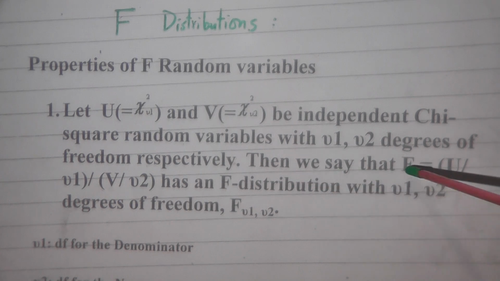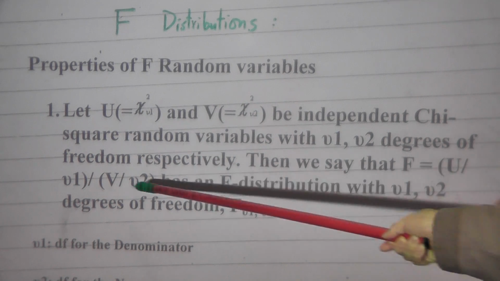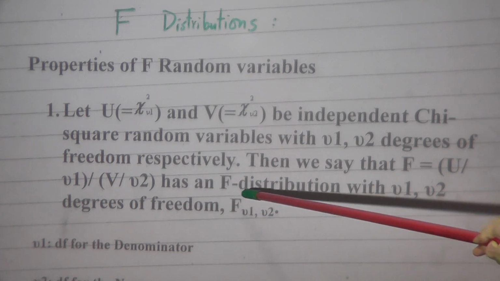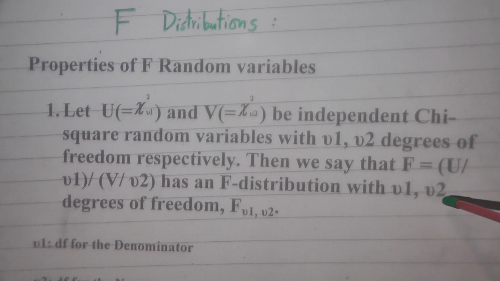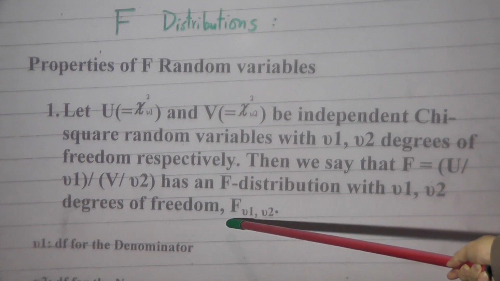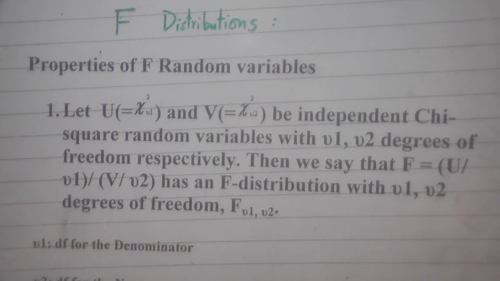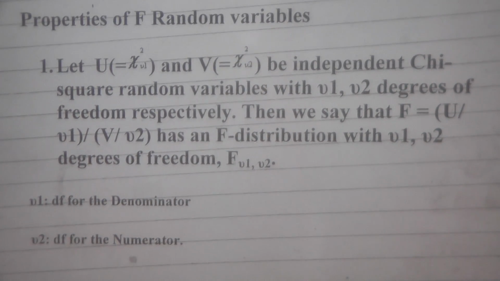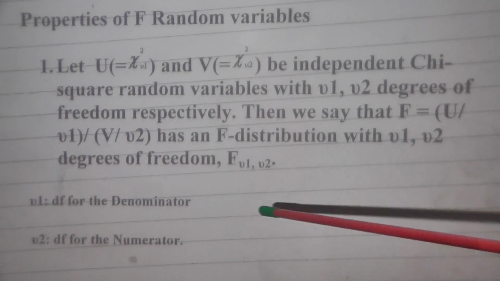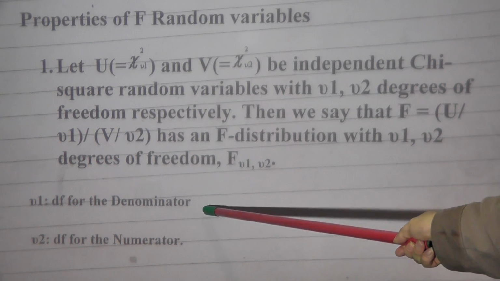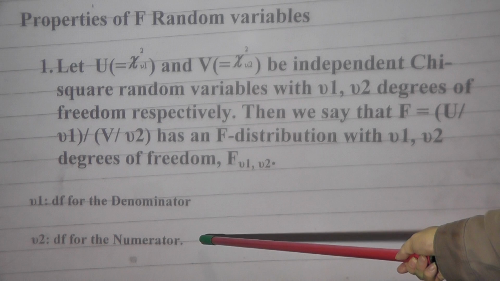Then we say that F is equal to U over nu 1, divided by V over nu 2, has an F distribution with nu 1 and nu 2 degrees of freedom, denoted by F sub nu 1 and nu 2. Okay? Now, nu 1, we call it the degrees of freedom for the denominator. Nu 2, degrees of freedom for the numerator.